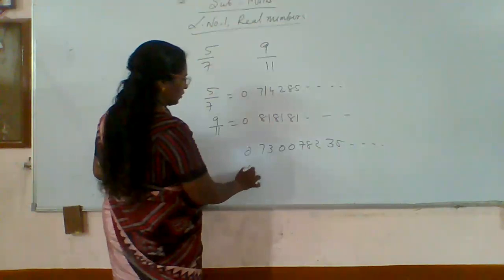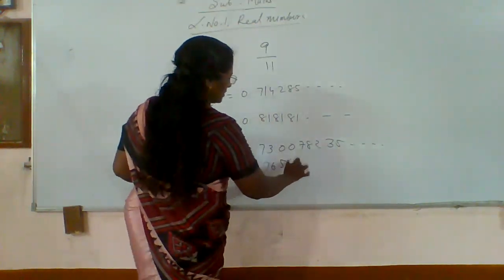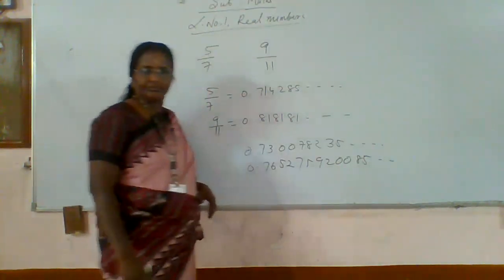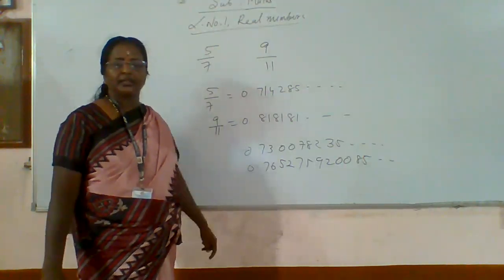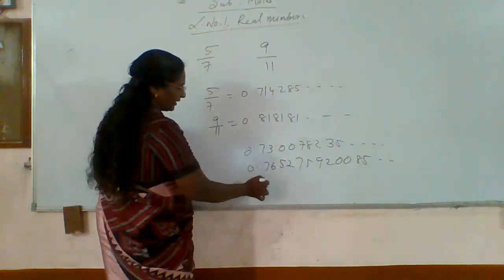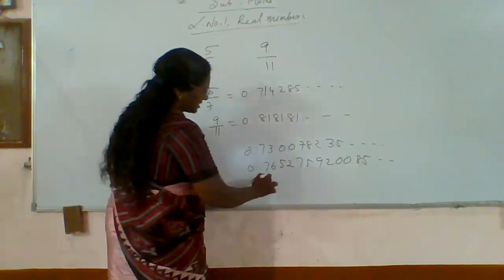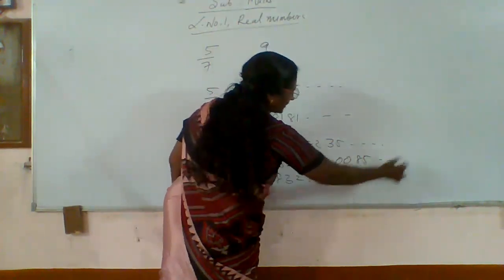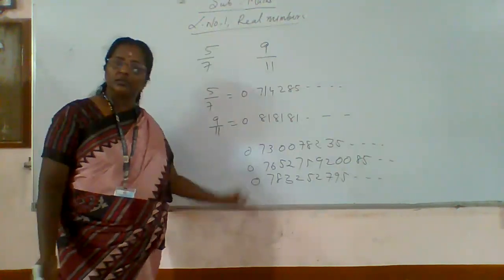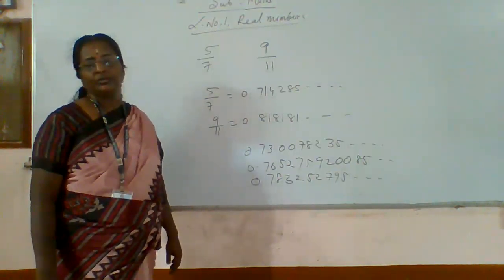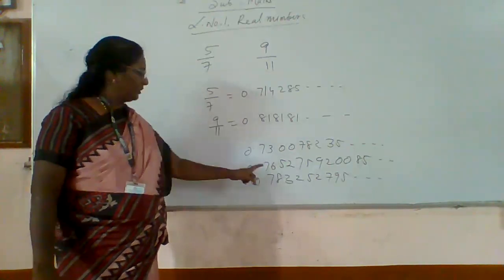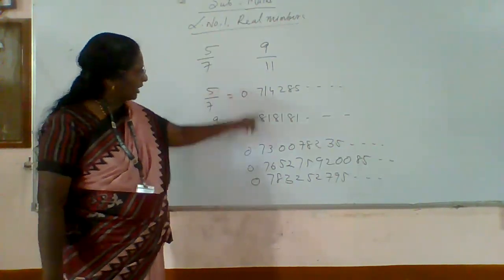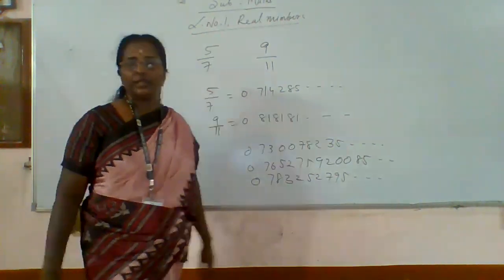And now the second number: 0.765275920085, non-terminating and non-recurring. Okay? Another number, one more number. Take it in a friendly way and write. Very easy, know this: 0.78325279, etc. Clear? Now clear? So these are non-terminating, non-recurring. This is also non-terminating, non-recurring. This is also non-terminating, non-recurring. These numbers are all lying between these two numbers.